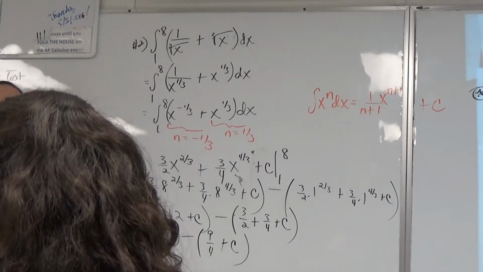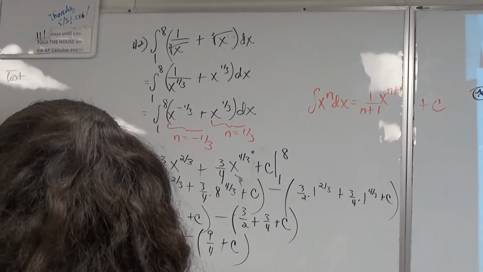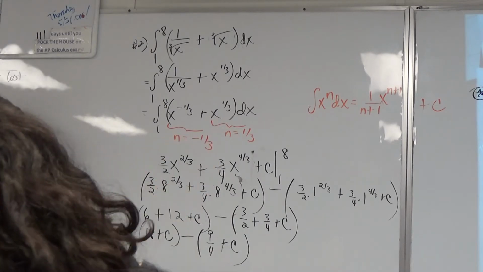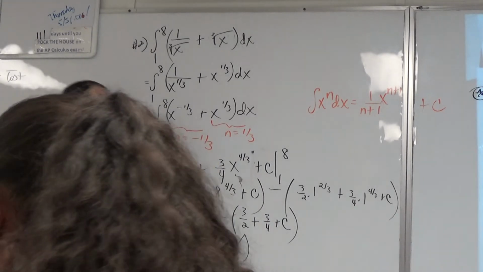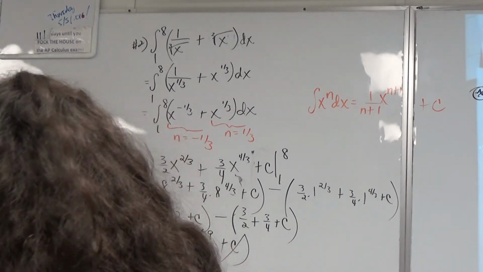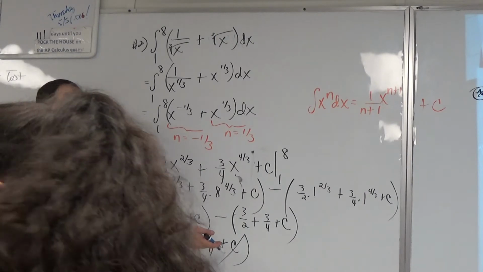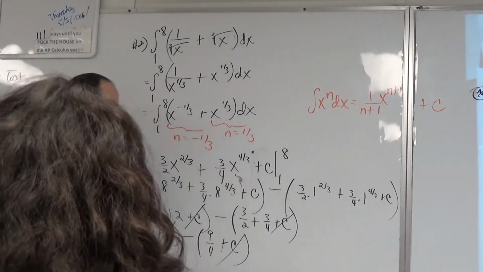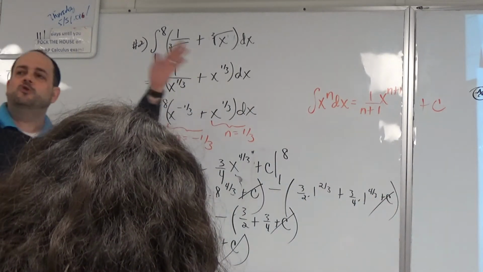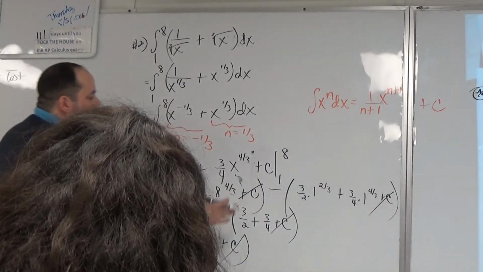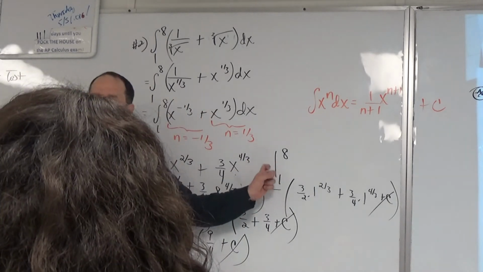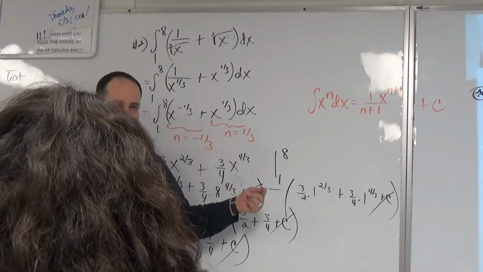You've got 6 plus 12, that's 18, plus C, minus 3 halves plus 3 fourths. 3 halves, 3 fourths, common denominator, fourths. 6 fourths and 3 fourths is 9 fourths, plus C. You know the last thing that you need to do? Subtract. And what happens with the C's? They cancel. They cancel here at the very end. Before that, I could have canceled them here. So usually mathematicians don't even bother when it comes to definite integrals because they cancel.